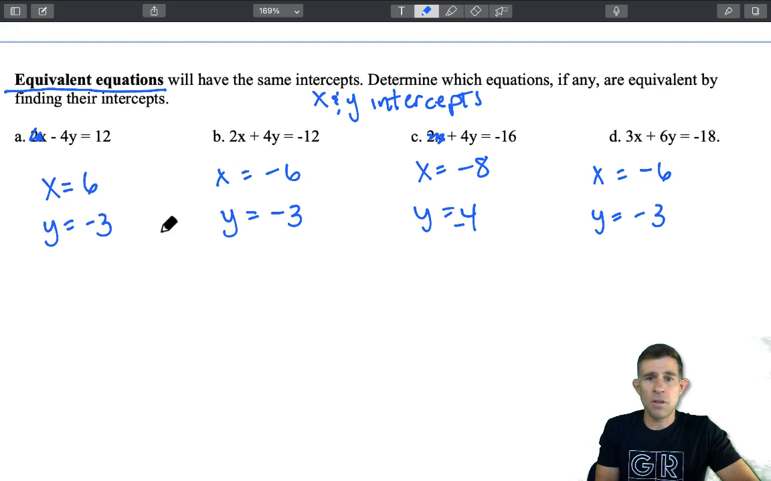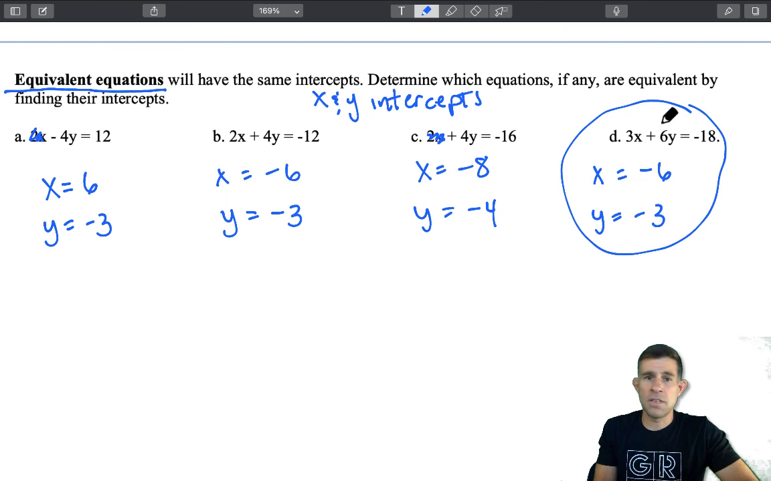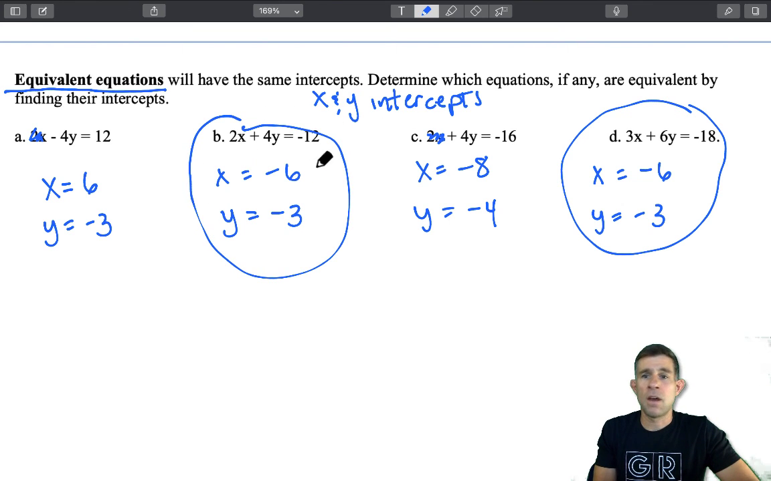So looking across all four of these, I'm just going to rewrite this one a little bit better here. I see that my x and y intercepts for the equation in letter D and my x and y intercepts for the equation in letter B are exactly the same. So these equations would fall on top of each other, and they would be the same line, and therefore they are equivalent equations.